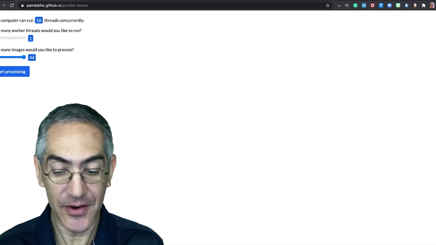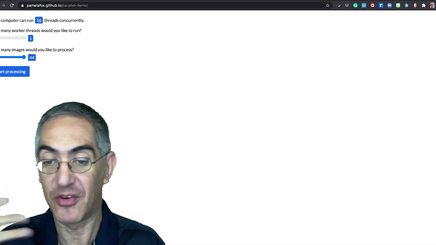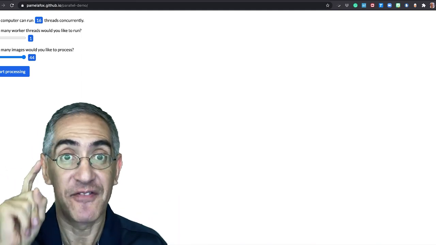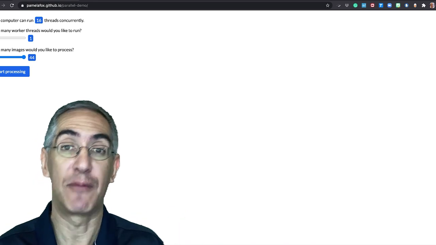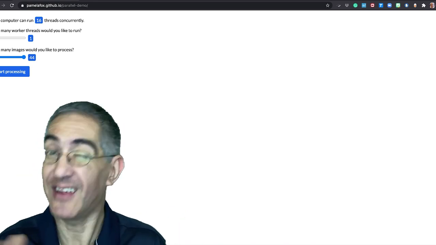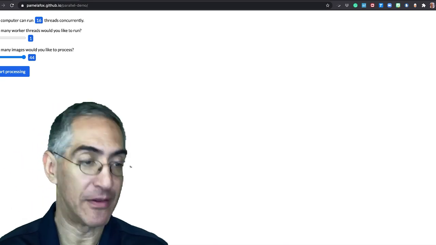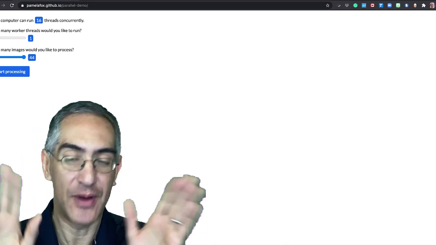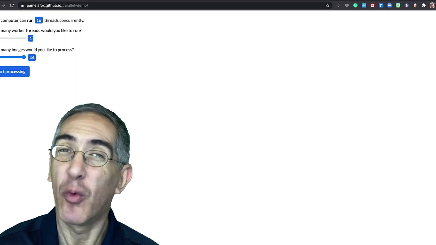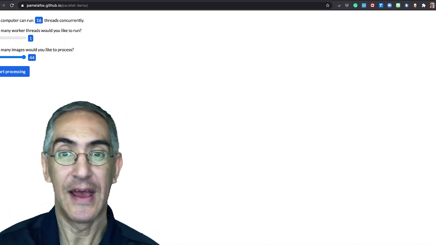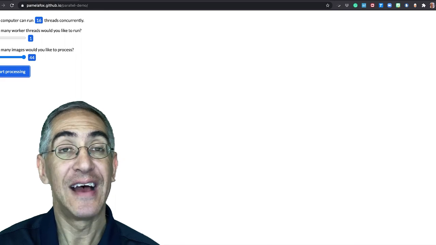The goal here is to do some kind of machine learning, artificial intelligence, to look at images and try to find cats. And it takes a lot of processing power to do that. I'm going to try only one thread, which means kind of one processor. We call it a thread. We'll talk about that later. But it's one processor, so one core, really. And I would like to process all 44 images. How long should it take me?